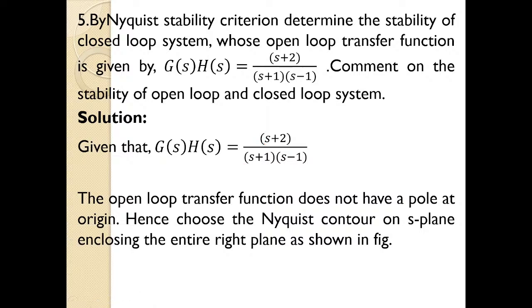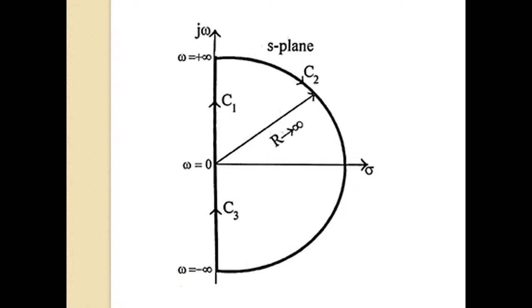Okay. So by looking at this transfer function, if you observe in the denominator, there are no poles lying at the origin. So the entire right half of your S-plane will be enclosed by the Nyquist contour. So this is our Nyquist contour. Draw it.